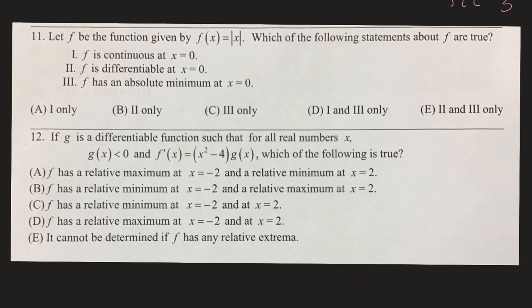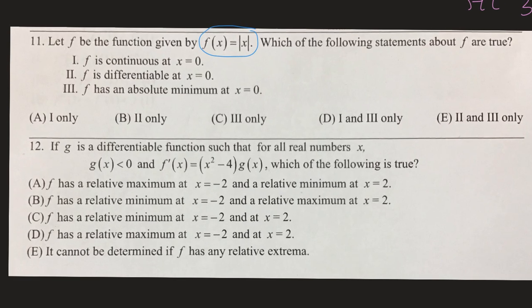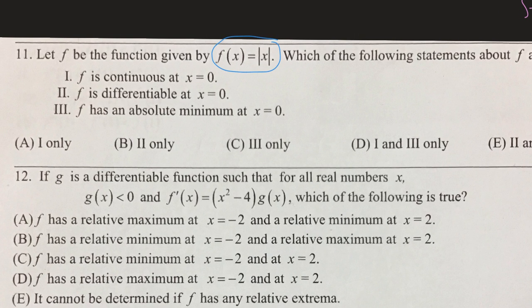Here's number 11. We have an absolute value function. So let's remind you what's going on with an absolute value. Remember that graphs to a V, negative x on the left, positive x on the right. This is the graph of absolute value of x. Is it continuous at 0? Yes, it is. I do not have to pick up my pencil at all as I graph this. So continuity, yes.